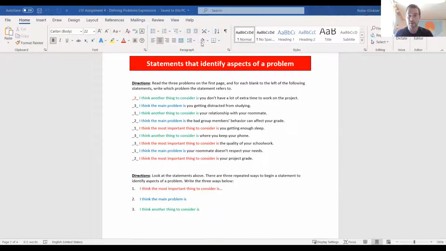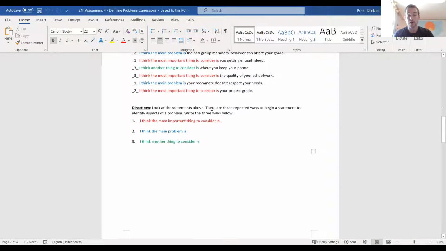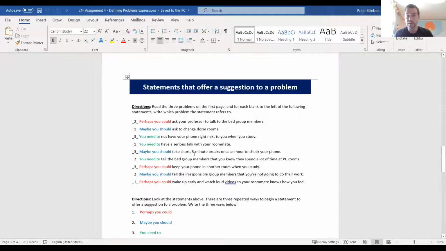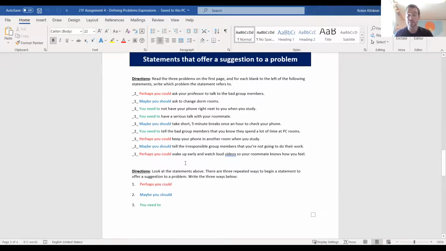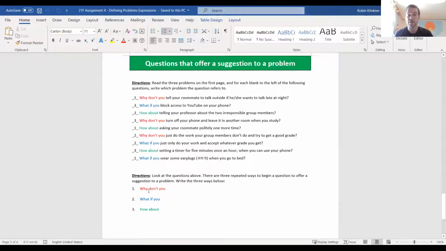Then, step 2, making suggestions. We have not responded to suggestions, but for the homework that was due today, that we went over in class, we learned in this activity how to make suggestions using statements. And we learned how to make suggestions using questions in this activity.